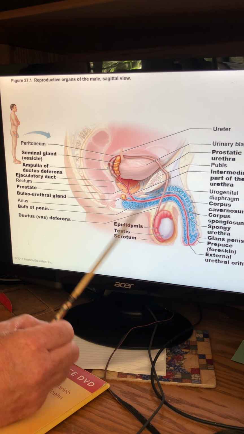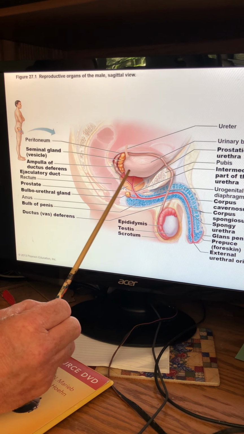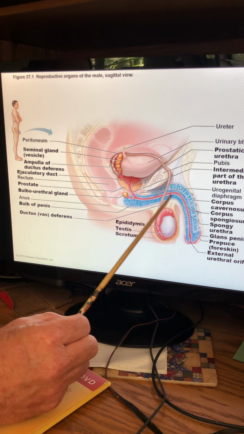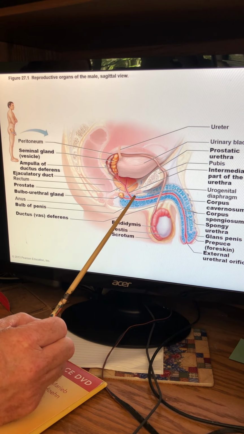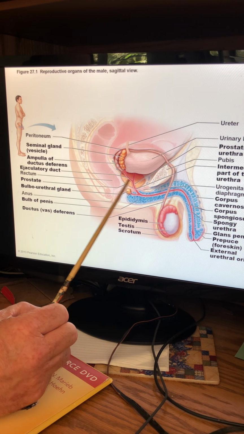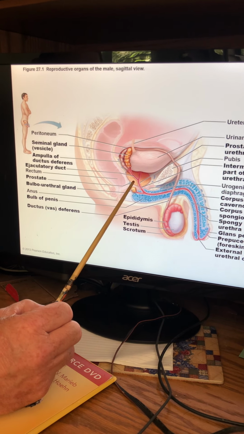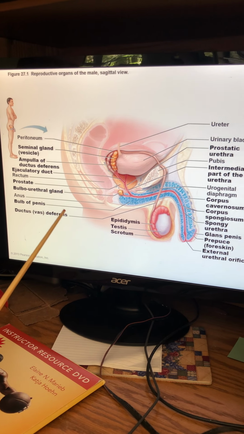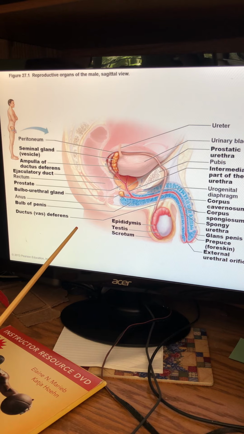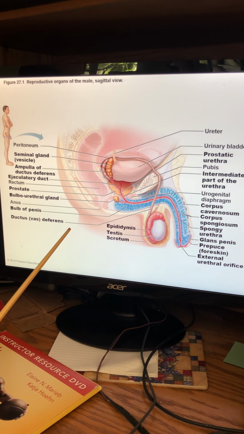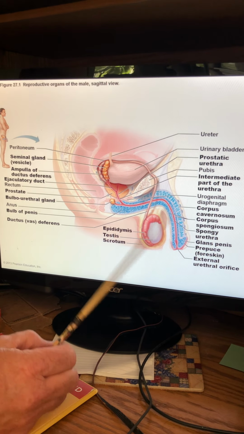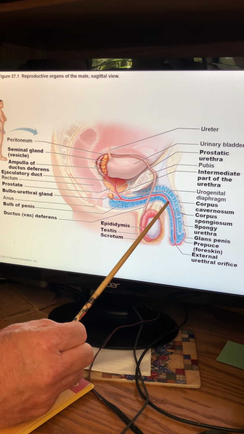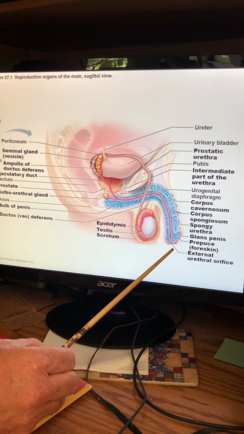In addition to that, we're going to have the seminal gland secretions that'll come out this ejaculatory duct into the same urinary tube, and also the prostate gland will have a tube here that will go into the same tube that's going to go out of the penis. So there are a lot of tubes in the male system. I'm going to stay on this one for 1 second, only in the sense that here is the tube that goes through and out of the penis here.